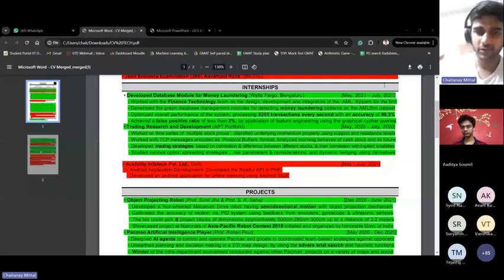Now, whenever your CV window will open, I guess it's opened, right, Aditya? So the CV window deadline is on 30th. Oh, the deadline is tomorrow. All right.